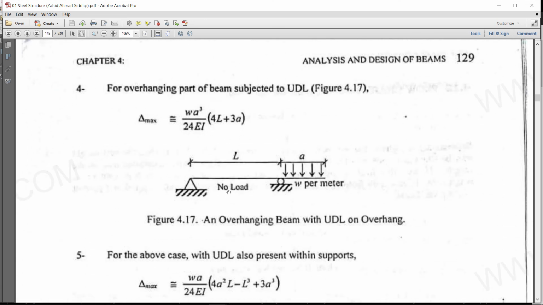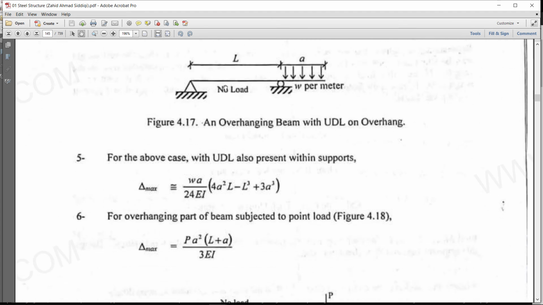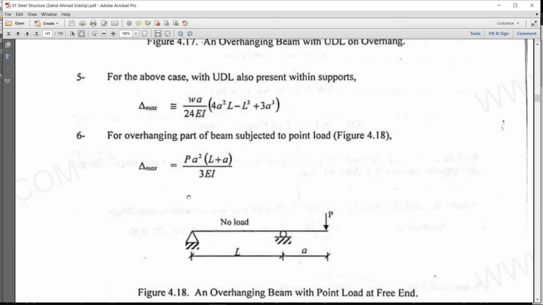Similarly, for a propped cantilever beam with loading only on the overhang portion, here is the formula. For the same case, if the UDL is present within the supports as well, you can calculate the maximum deflection by this formula. Here the point load is present only on the overhang. Here are the quick formulas, so you can directly get the deflection and then compare it with the allowable. So you can also check the deflection criteria in the design of beams.